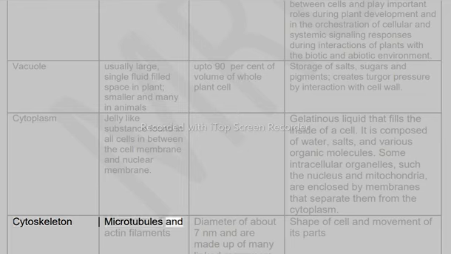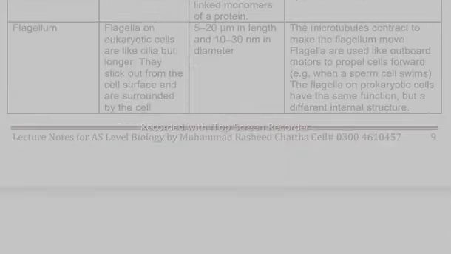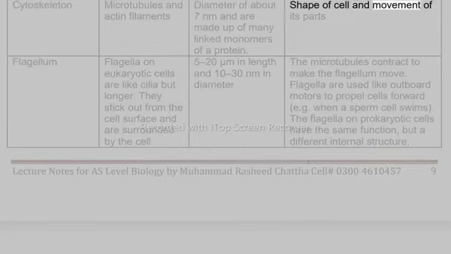Cytoskeleton. Microtubules and actin filaments, diameter of about 7 nanometers, are made up of many linked monomers of a protein. Shape of cell and movement of its parts.